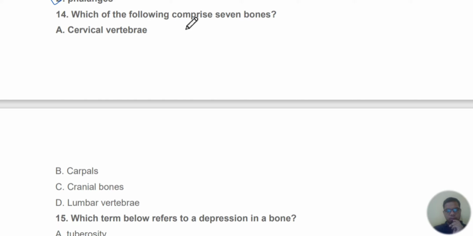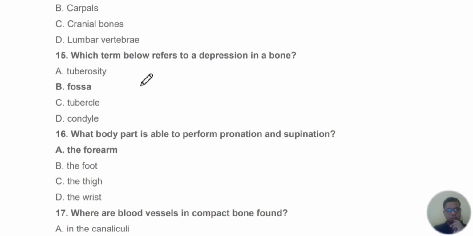Next is 14 question number. Which of the following comprises 7 bones? The answer is A, cervical vertebra. Okay.